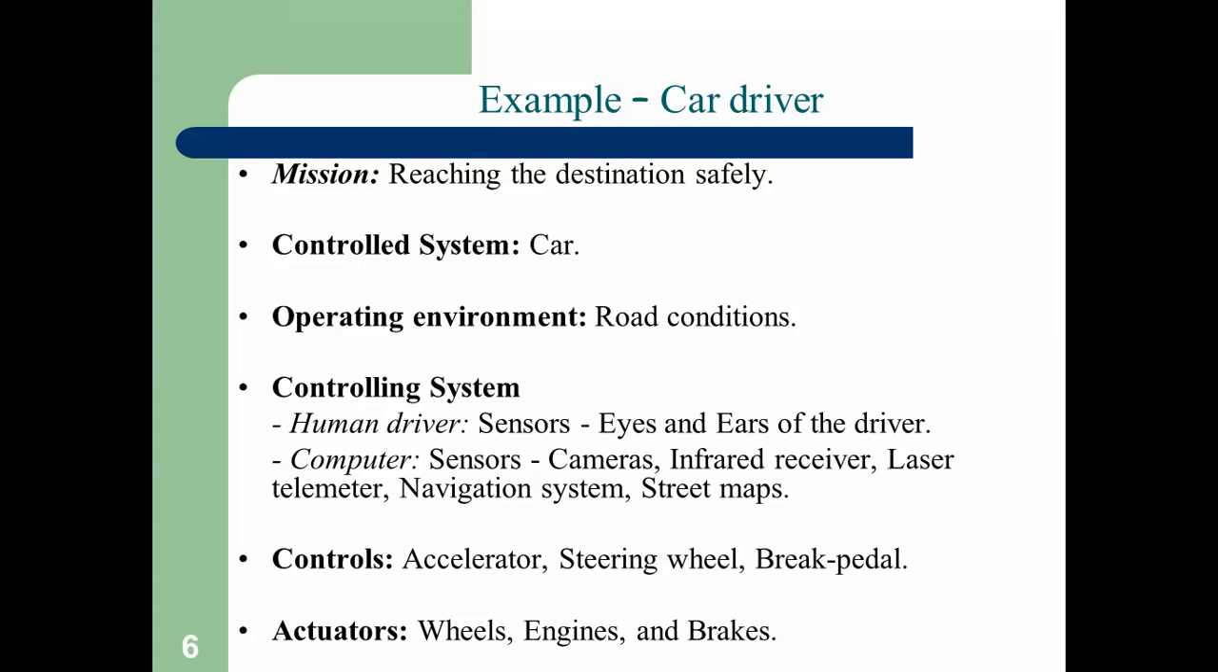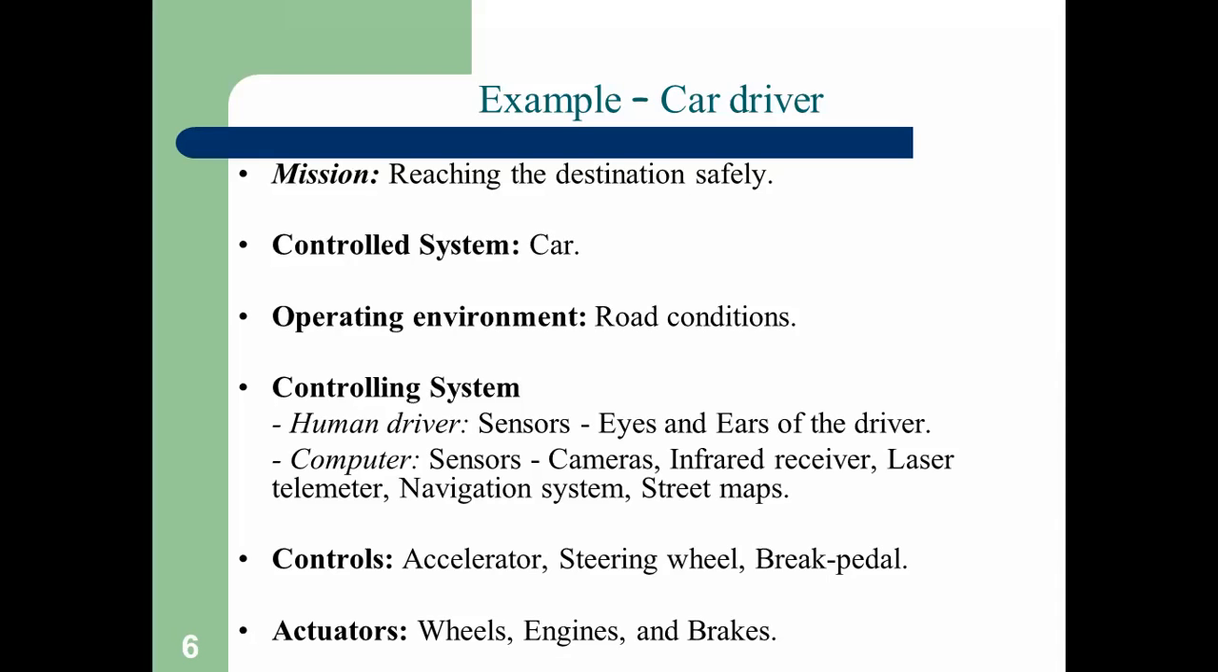Now we can see the controls. What are the different controls? Accelerator, steering wheel, brake pedal. Here we use the brake pedal for braking and the steering wheel for changing the direction wherever we want to go, and the accelerator to increase the speed. So we are controlling this.